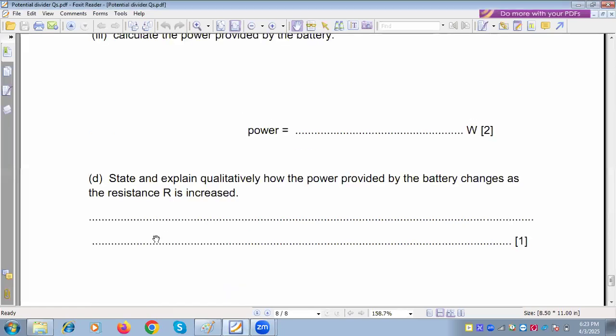So what will you write here? The power decreases. R increases, R total increases, I decreases. P is equal to VI decreases as EMF is same.